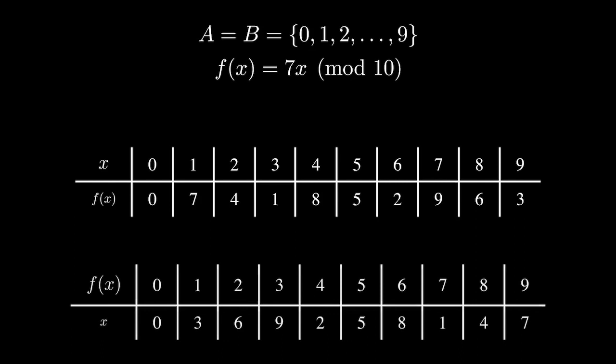So let's see if this holds up. Notice that 3 times 7 is 21, which is 1 mod 10. And so we have f of f inverse of x is 7 times 3x mod 10, which is x mod 10. f inverse of f of x is 3 times 7x mod 10, which is x mod 10. So this works as an inverse.